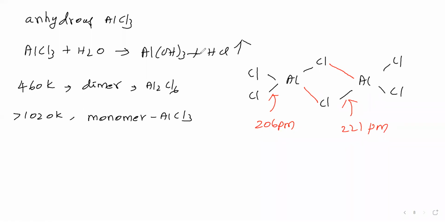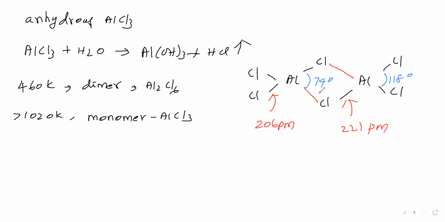Next, we will see the bond angle. This bond angle is how much? It means 79 degrees. And this other bond angle is 118 degrees. Here the bond angle is 79 degrees. Here the bond angle is 118 degrees.